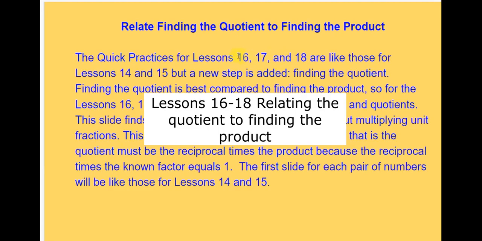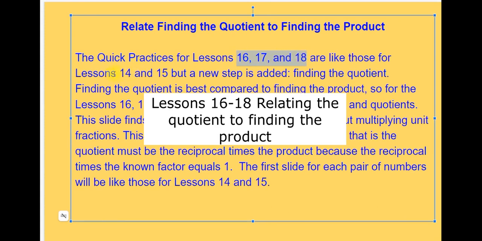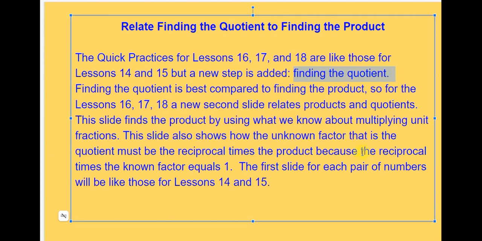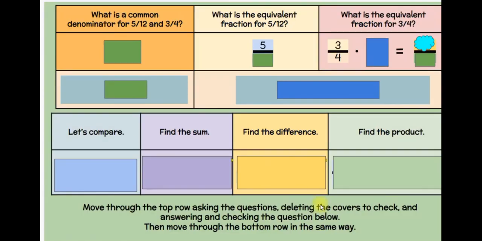In lessons 16, 17, and 18, we're doing the same thing we did in lessons 14 and 15, but now we're adding finding the quotient. So we're going to find the quotient and compare it to the product in these lessons. If you go here, you can see the start of this. What's the common denominator for 5/12 and 3/4? The class should say 12ths, because they noticed that 12 is a common multiple of both 12 and 4.